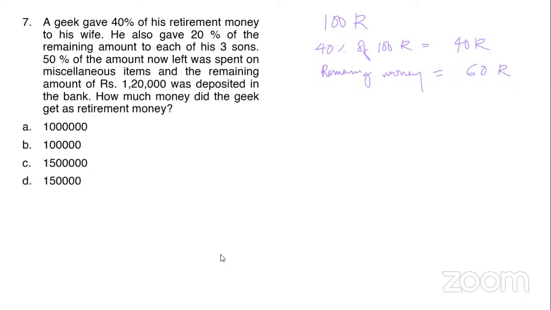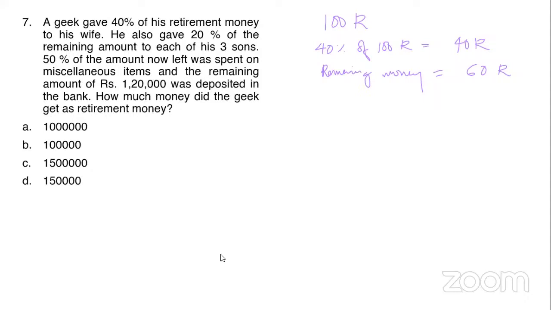And he gave 20% of the remaining amount to each of his three sons. So he has three sons and whatever money he had now, he gave 20% of that money to each of his three sons. That means 20% to the first son, 20% to the second son, 20% to the third son.